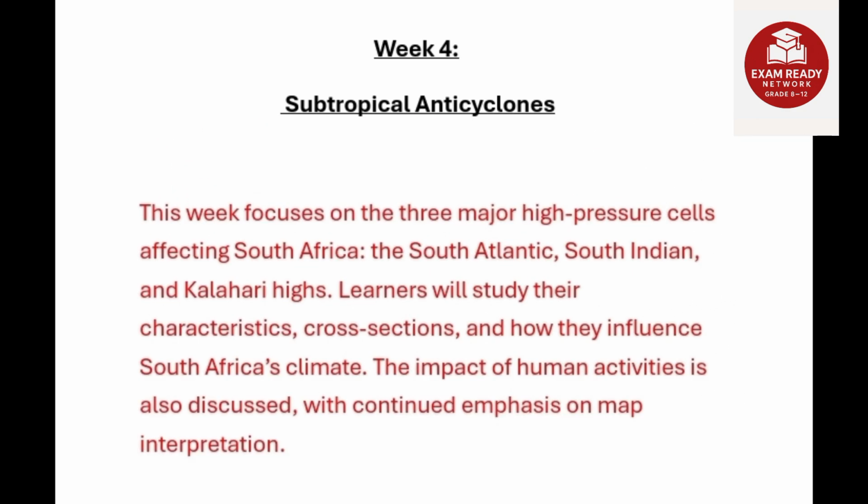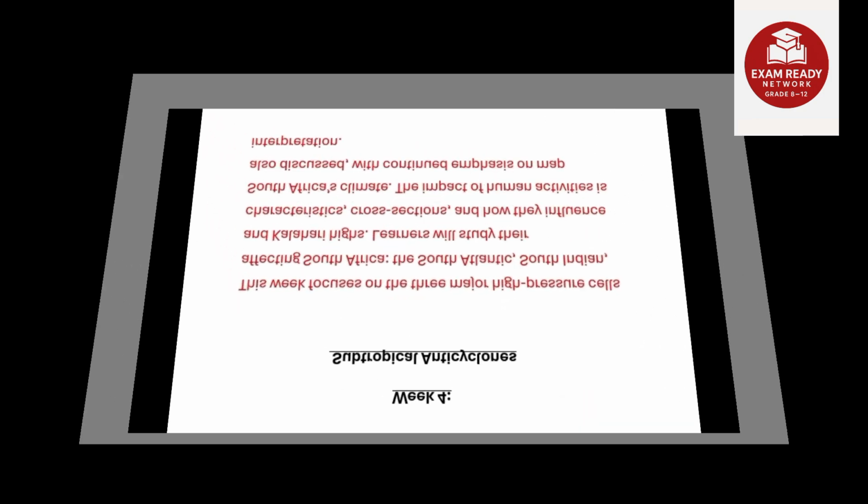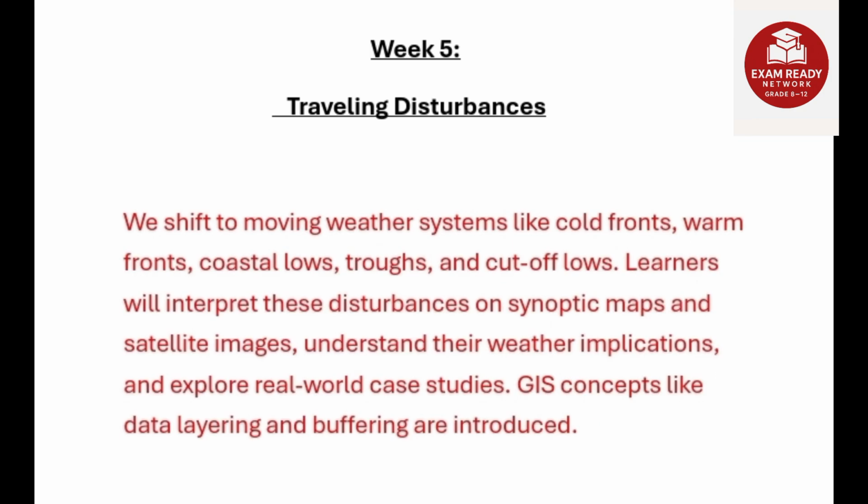Week 4, Subtropical Anticyclones. This week focuses on three major high-pressure cells affecting South Africa: the South Atlantic, South Indian, and Kalahari Highs. Learners will study their characteristics, cross-sections, and how they influence South Africa's climate. The impact of human activities is also discussed, with continual emphasis on map interpretation. Cover it as well.